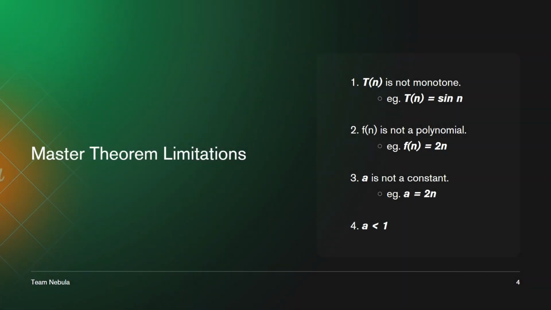Master theorem limitations. The master theorem cannot be used if function T of n is not monotone, function f of n is not a polynomial, a is not a constant, or a is less than 1.